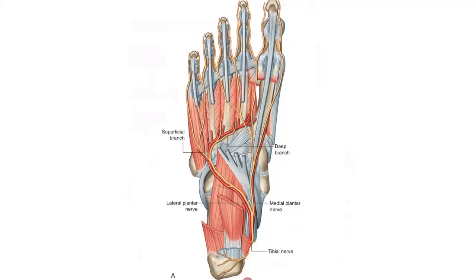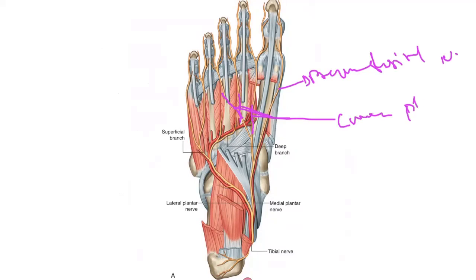so you see, this is the proper digital nerve, right? Again you see these are the common plantar nerves. Okay, 3 branches, right? These are the 3 branches. Okay, common plantar nerves. Okay, now these again divide into 2 proper digital nerves, right?